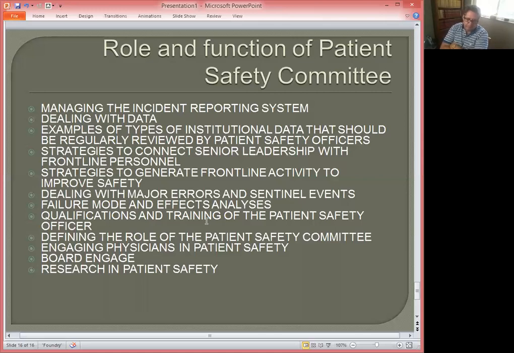The safety committee also looks at qualifications and training of those who serve on the committee as well as the patient safety officer. The committee also defines the roles of the patient safety committee itself. They also engage physicians in patient safety dialogues. They also engage the board, and this should be board engagement. They engage the board of directors. And last, they are constantly researching in patient safety.